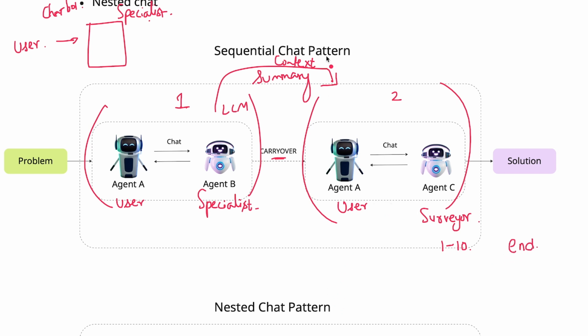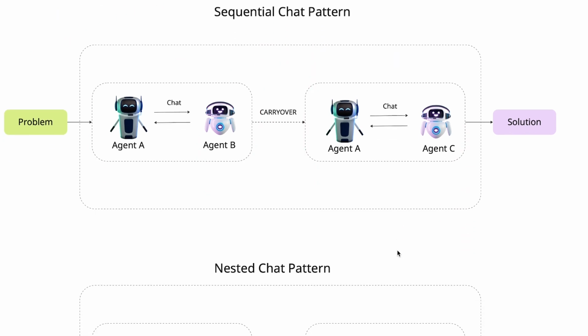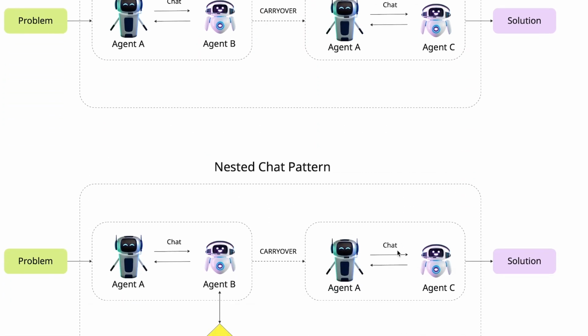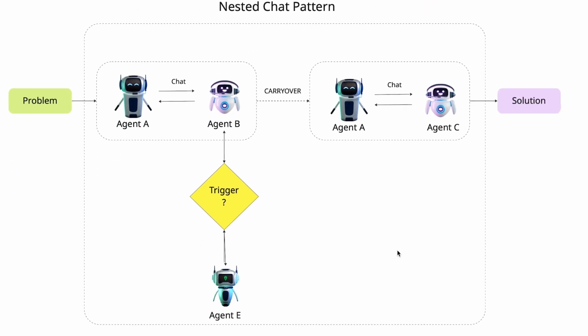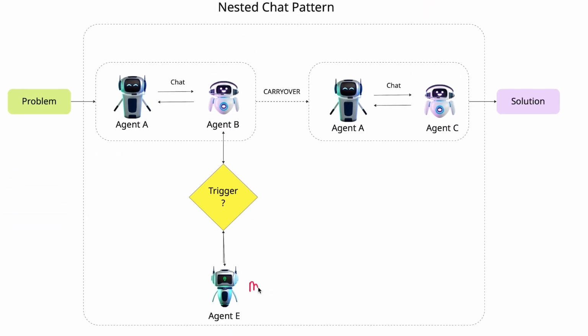So we call it a sequential chat pattern because there are two sets of agentic chats involved here. Both these agentic chats are interconnected by this carryover mechanism, where the summary of the first conversation is sent as context to your second set of agents. That's the whole view that we can get from this sequential chat pattern. Similarly, using the same banking use case, we will look at modifying this workflow to introduce another agent called the manager agent.